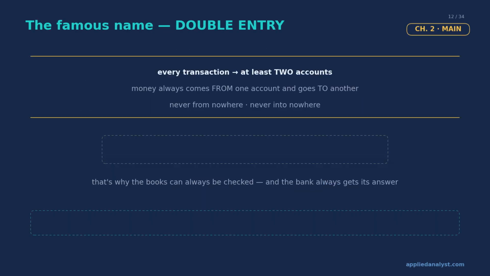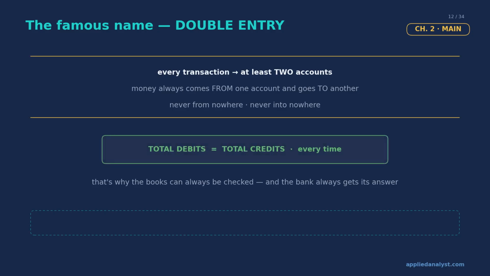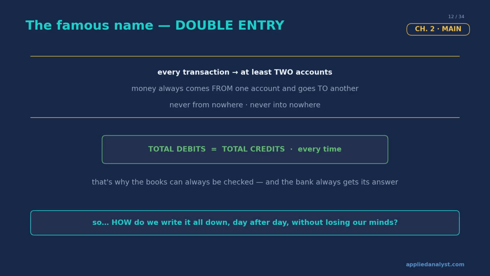And the famous name from Chapter 1 now gets its full title, the double entry system. Every transaction is recorded in at least 2 accounts, and total debits must always equal total credits. Money never appears from nowhere and never vanishes into nowhere. It always comes from one account and goes to another. That's why the books can always be checked, and that's why the bank can always get its answer. Which leaves one practical question. How do we write all this down, day after day, without losing our minds?